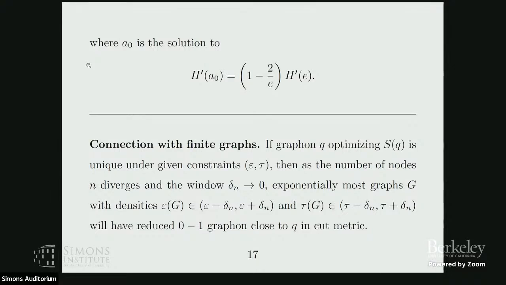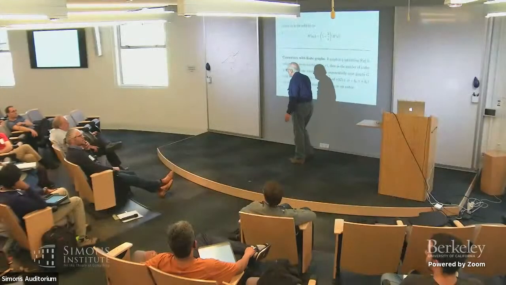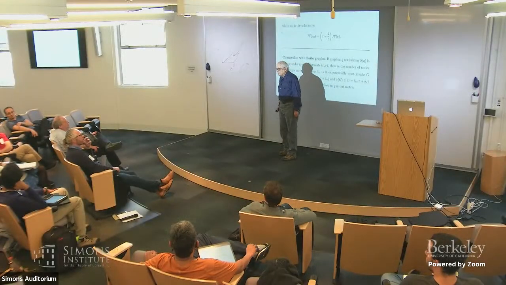You had a question? Yeah, so could you give us some intuition? Why does the optimizer basically look like a 4-parameter stochastic block model? And also, for a given epsilon and tau, what is the optimizer trying to do?